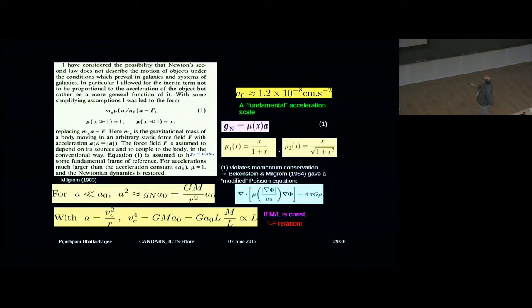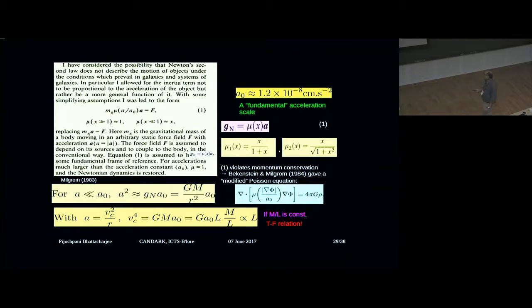And then there are many possible forms of this mu of x, called an interpolating function, which has to interpolate between low x and large x in a suitable way to fit the rotation curve. These are some examples of the forms of mu of x used by the MOND people. Immediately after this, it was realized by Milgrom, Bekenstein and others that this actually violates momentum and angular momentum conservation, so they modified Poisson's law accordingly, and the detailed calculations show that it is all right, energy conservation is maintained.